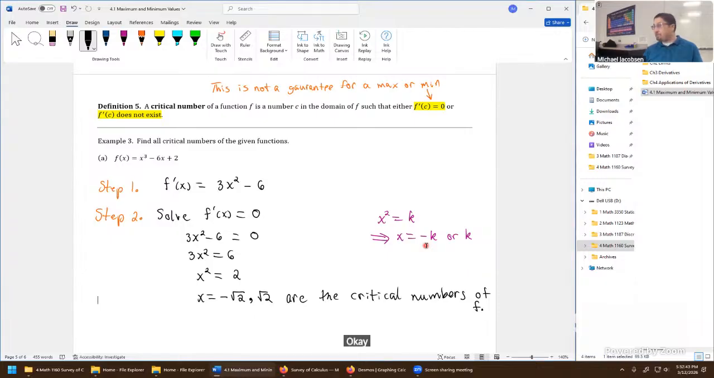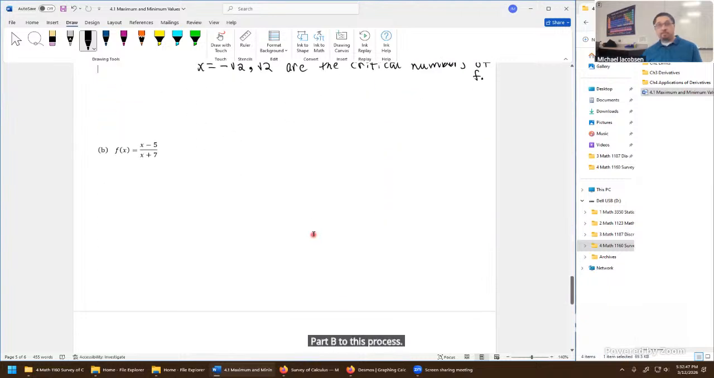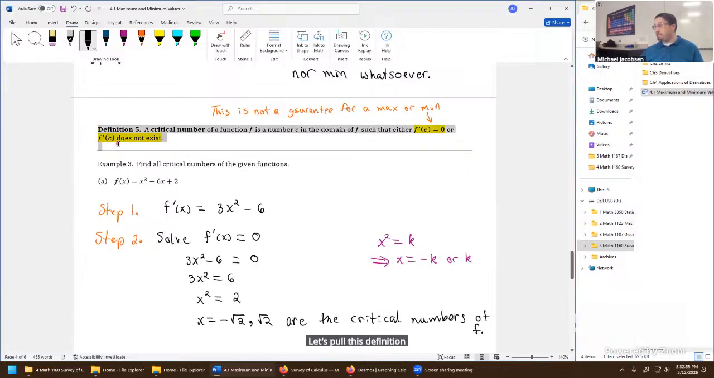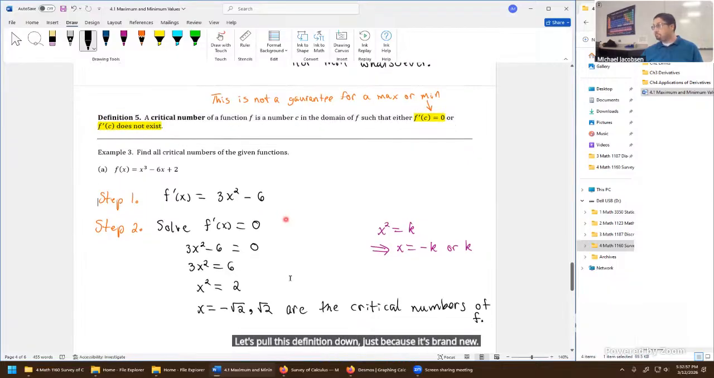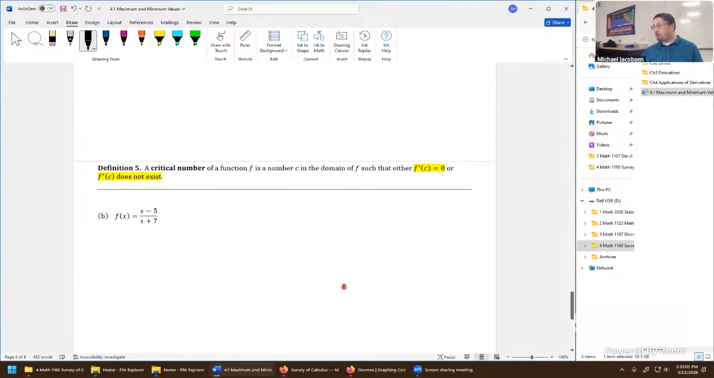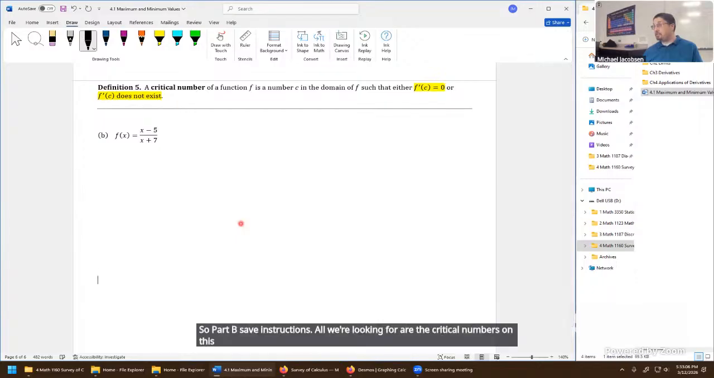Okay, let's try it out all over again then. Part B to this process, just the same as before, but this time it's going to require the quotient rule. That's a good review for that. Let's pull this definition down just because it's brand new. So part B, same instructions. All we're looking for are the critical numbers on this one.